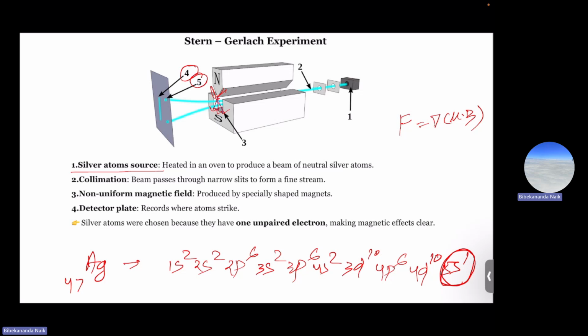So the detector plate basically shows how the silver atoms are being deposited. When there was no magnetic field, we found that it is a straight line. However, in the presence of a magnetic field, we found it has two different orientations. Since for s, l is equal to 0, it doesn't have any orbital angular momentum, but due to the spin motion of the electron, that led to the discovery of electron spin.